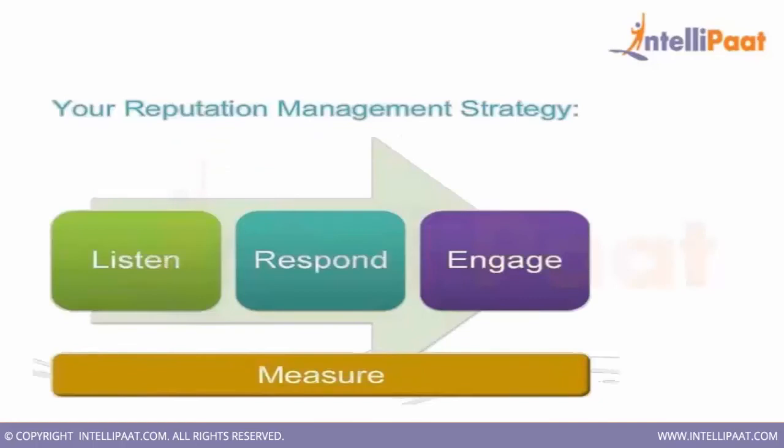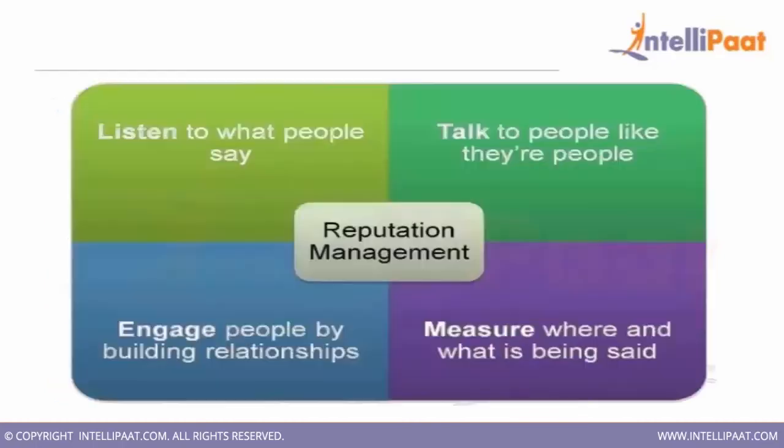Now, your reputation management strategy looks something like this. First of all, you listen and monitor what people are talking about your brand. After listening to all that, you categorize, and then you start responding to all the positives and negatives. Once you start responding, the overall engagement happens. And within that entire reputation management activity, you measure at different intervals, which is the most important thing. Right, so that's the overall management strategy.